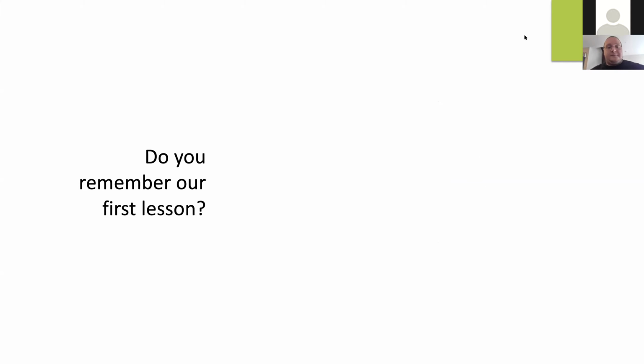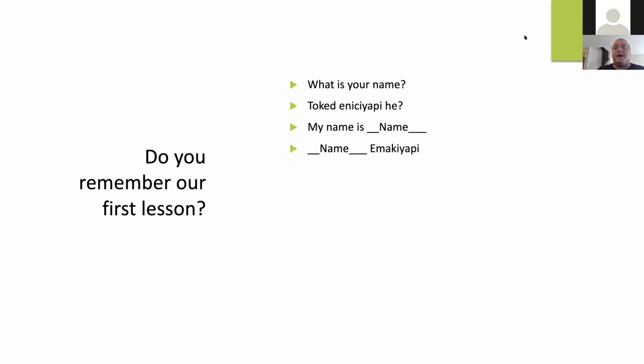So let's do a review here of our first lesson. I'm going to bring up the sentence. I'll give you a few seconds to say it, and then I'll go ahead and say it. So what is your name? How do we say this in Dakota? Dokid Inichiapihe. What is your name? Dokid Inichiapihe. My name is Emakiapi. Arthur Emakiapi.